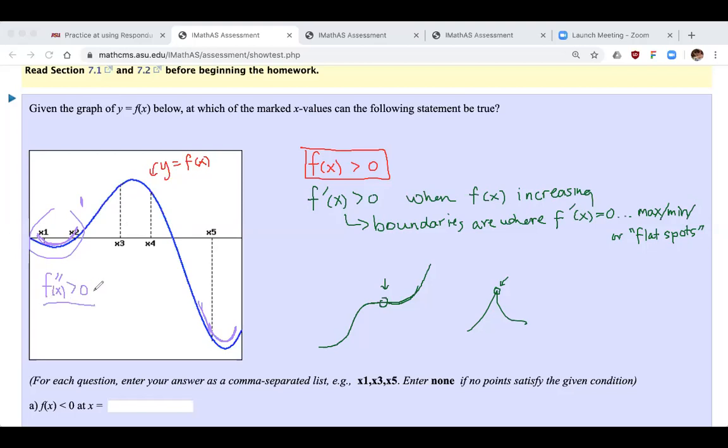But f double prime, the second derivative of f, being greater than 0, this is equivalent, just like f prime is greater than 0, you can also say that's when f of x is increasing. F double prime greater than 0 is the same as saying the first derivative, f prime, is increasing. When a function is increasing, its derivative is positive, greater than 0. So if f prime is increasing, its derivative, f double prime, is greater than 0. So that's those concave up sections.